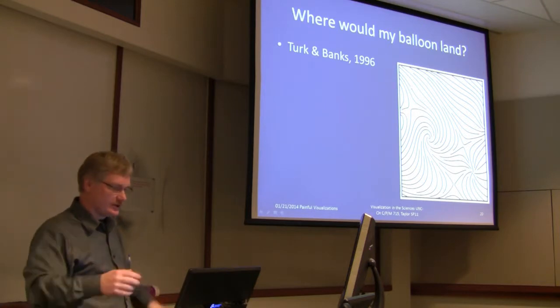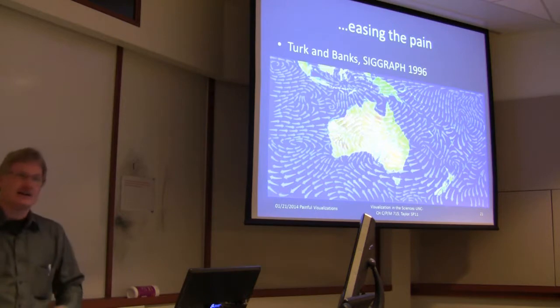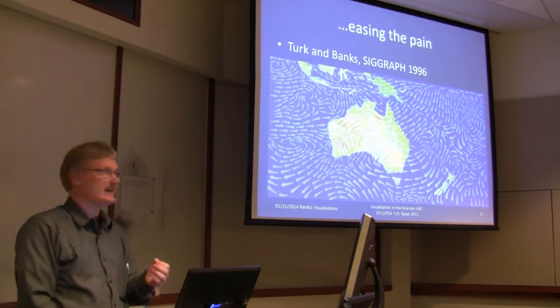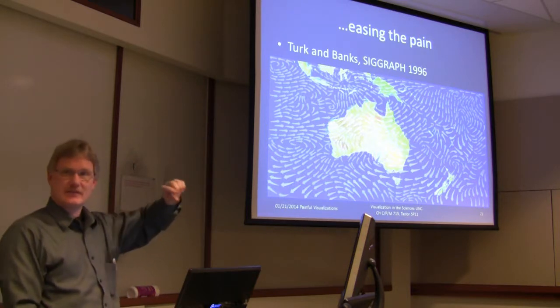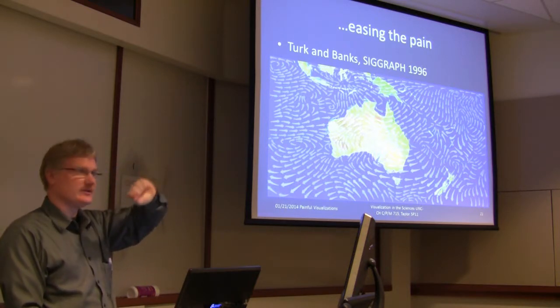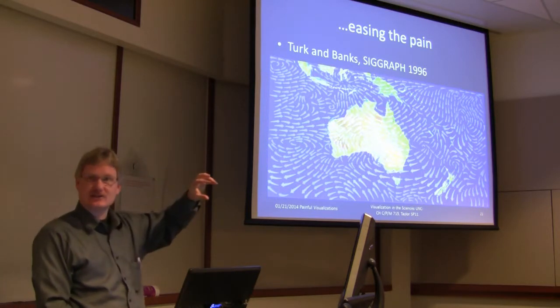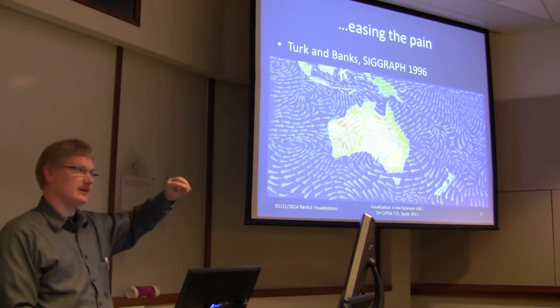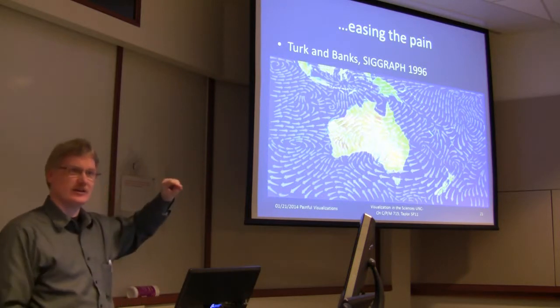Still don't know which direction. So this is Turk and Banks, who did a lot of work on this. This is a case where there are arrows, and the arrows flow in the direction of the flow, but they curve as the airflow curves. And the size of the glyphs varies, so they're bigger where there's faster flow and smaller where there's slower flow. And the density of them varies to be uniform across the entire image, right?